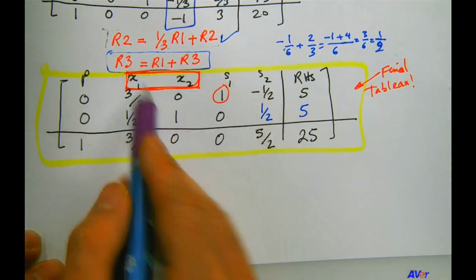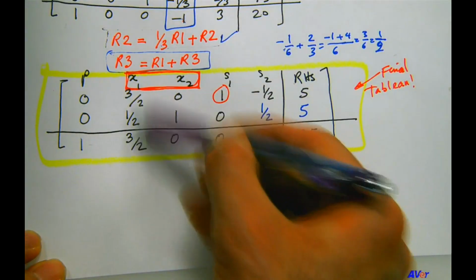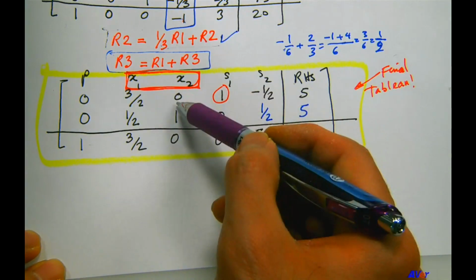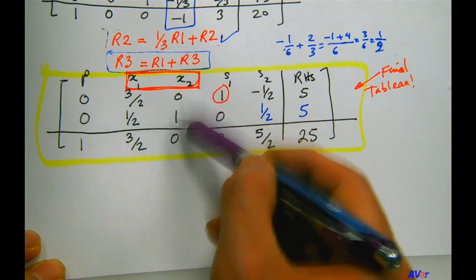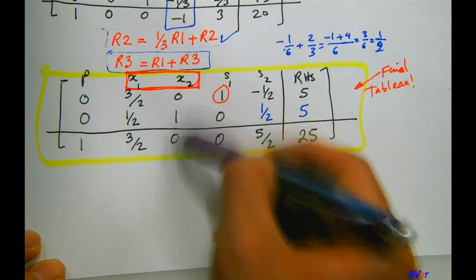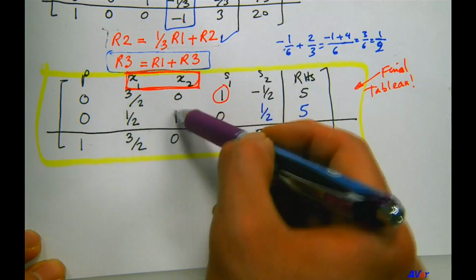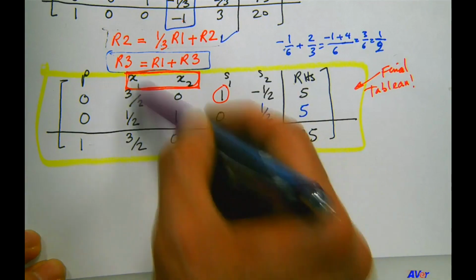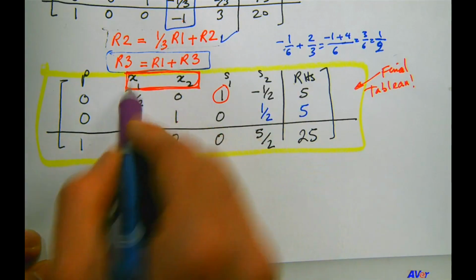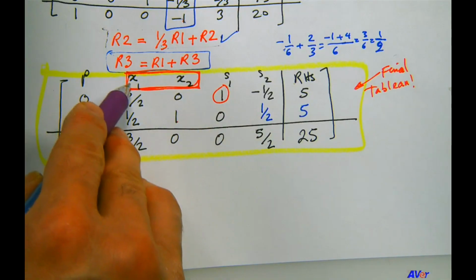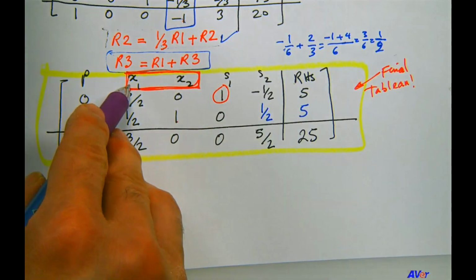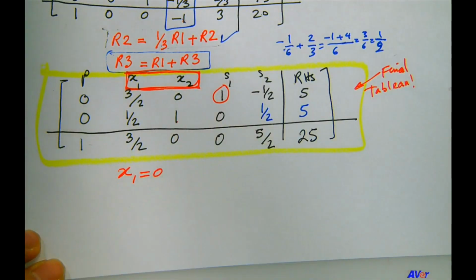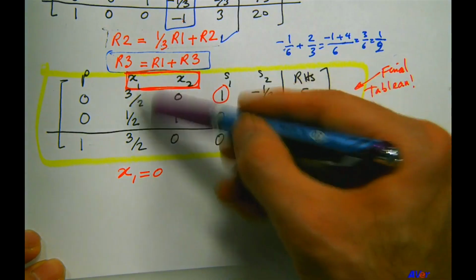Look under x1. The numbers here are all over the place, right? They're different numbers than 0 and 1, compared with these numbers, 0, 1, 0. That's what we'd like to see. But if you don't see 2 zeros and a single 1 under this variable, that means the value of that variable in the maximum objective function is 0. So x1 equals 0.